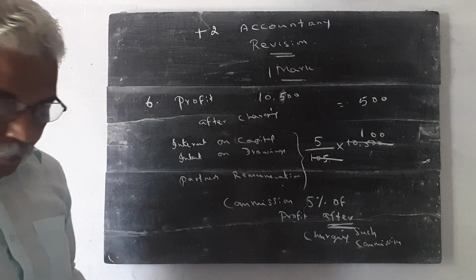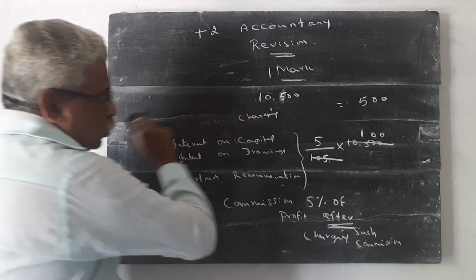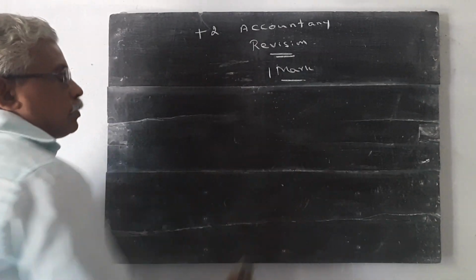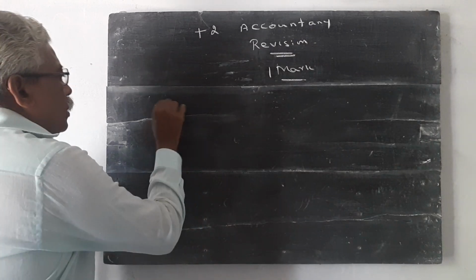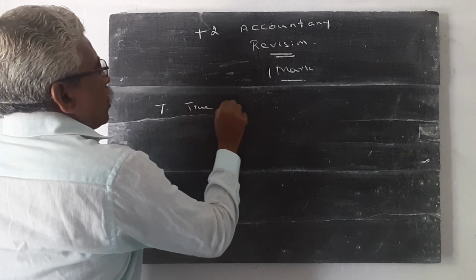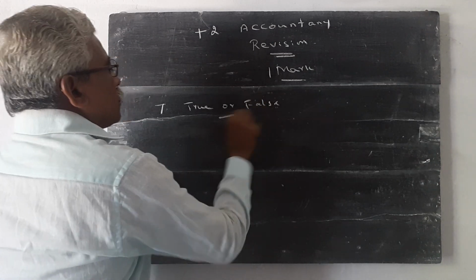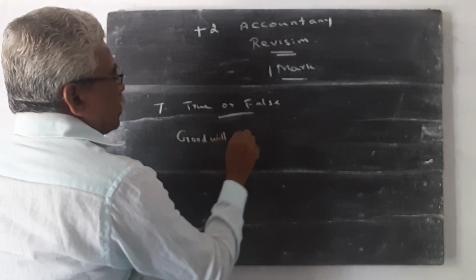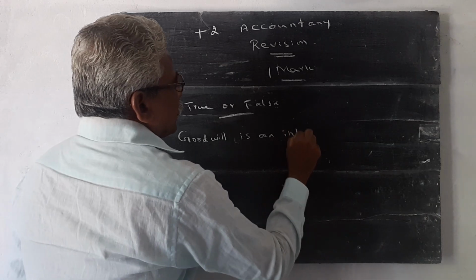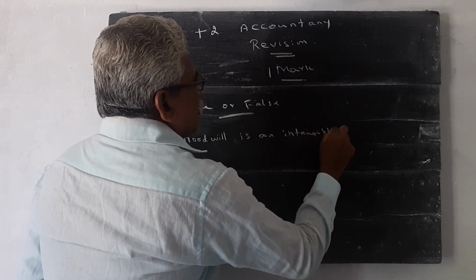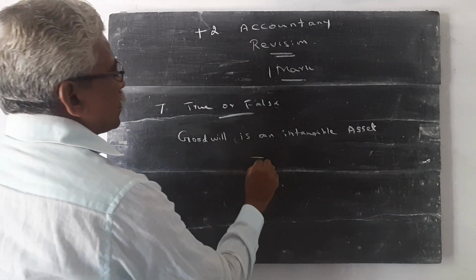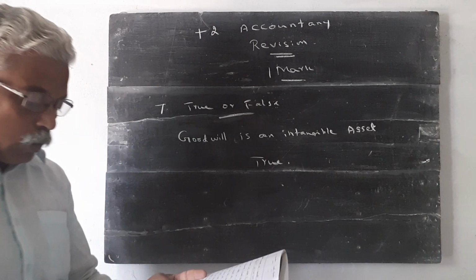Then the 7th question: whether the following statement is true or false. The statement is: goodwill is an intangible asset. Whether it is true or false, the answer is true. Then question number 8.